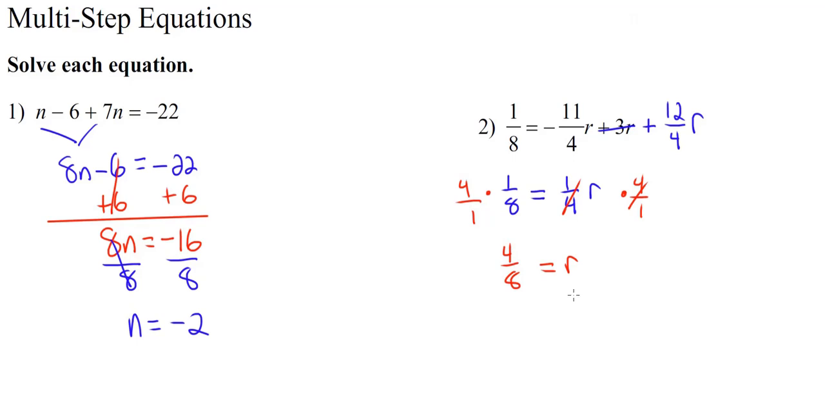is 4/8. However, this is not in simplest form. We could divide both of these numbers, 4 and 8, by 4, and so we get our answer in simplest form, which is r equals 1/2. That's how you do it.